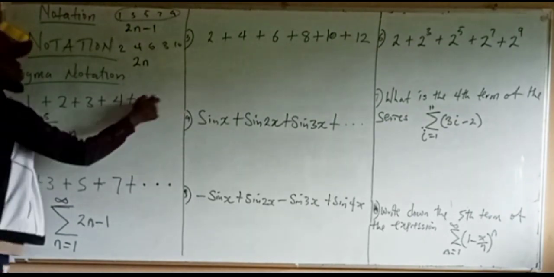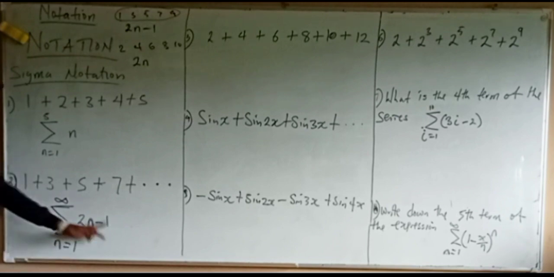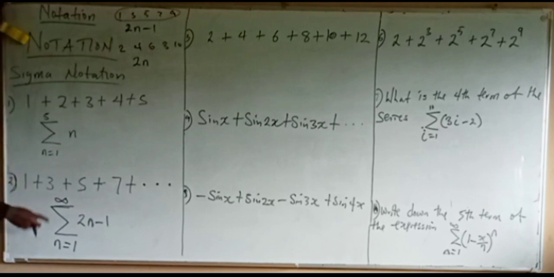Now this one doesn't have any dots, that's why it's ending at 5. So these 3 dots mean end at infinity. So you want to check that correctly. If we put n equal to 1, you put 1 here. 1 times 2, we have 2. Minus 1, we have 1. So n equal to 1 gives us this first value.